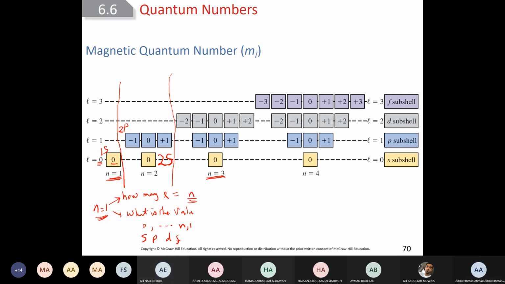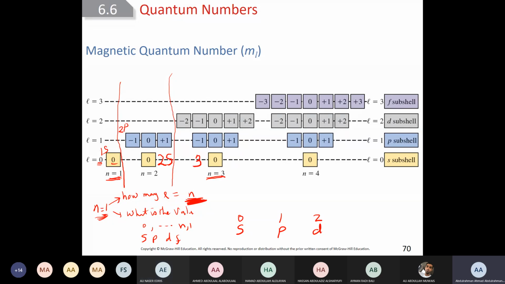When n equal to 3, how many L are there? 3, always. Keep this in mind. N equal to 3, what are the values? 0 and 1 and 2. These are the 3 values. What's the other name? S, P, D.